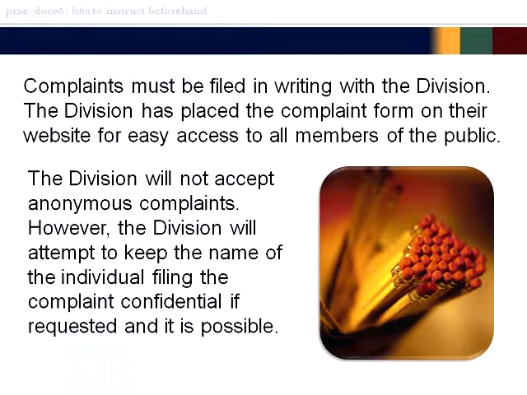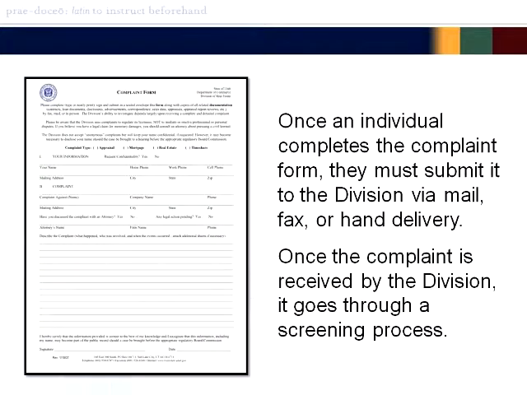Complaints must be filed in writing with the Division. The Division has placed the complaint form on their website for easy access to all members of the public. The Division will not accept anonymous complaints. However, the Division will attempt to keep the name of the individual filing the complaint confidential if requested and it is possible. Once an individual completes the complaint form, they must submit it to the Division via mail, fax, or hand delivery. Once the complaint is received by the Division, it goes through a screening process.